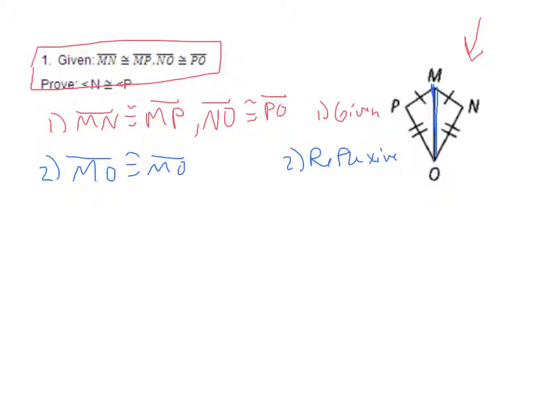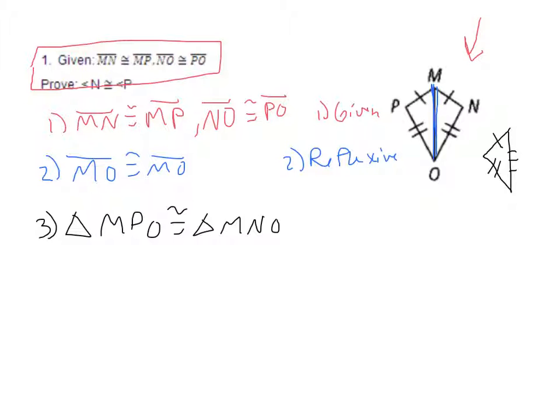reflexive. Now if I were to draw one picture by itself or one triangle, this is what I have stated. So I'm going to say that I have a triangle MPO is going to be congruent to triangle MNO. And the reason I can say that is side, side, side. So once I have my congruent statement, I can always use CPCTC.